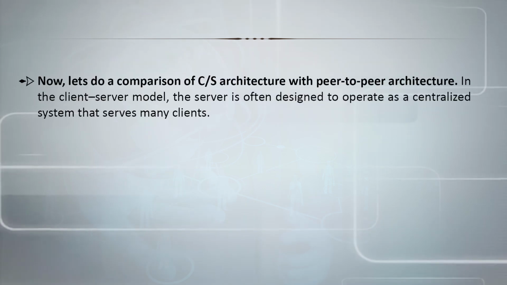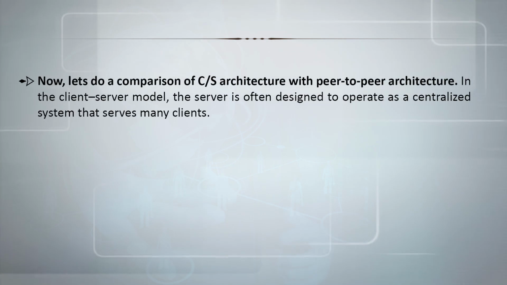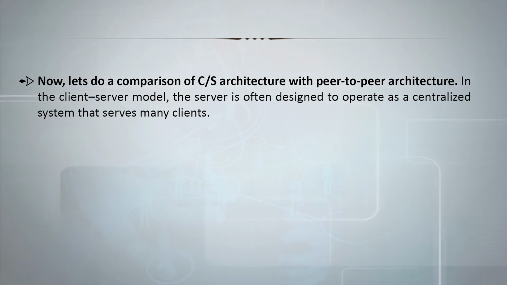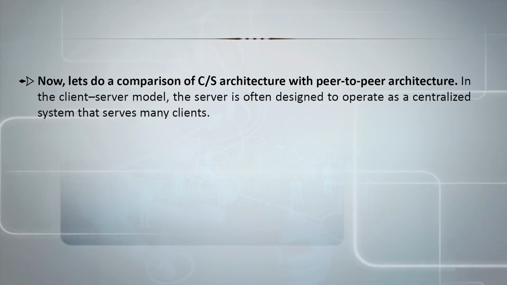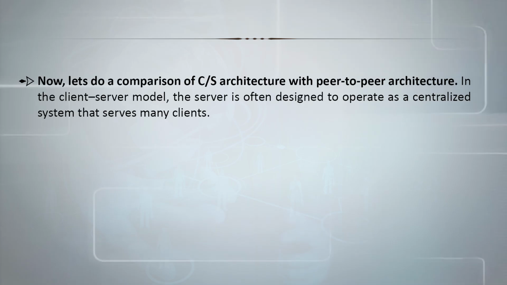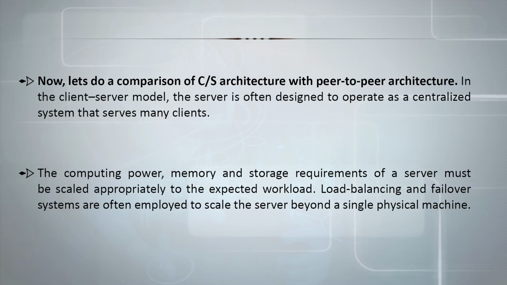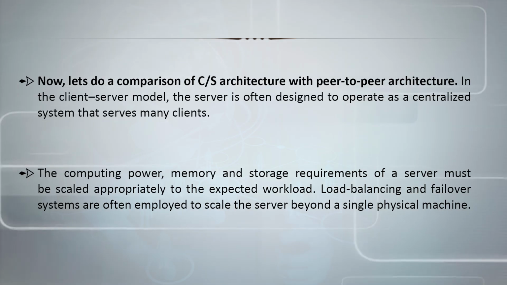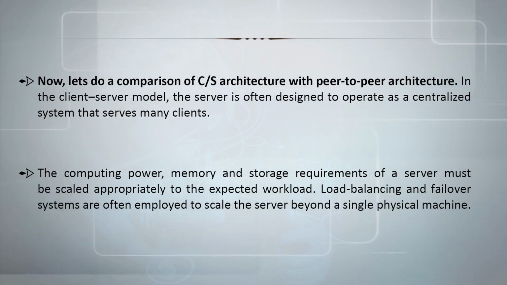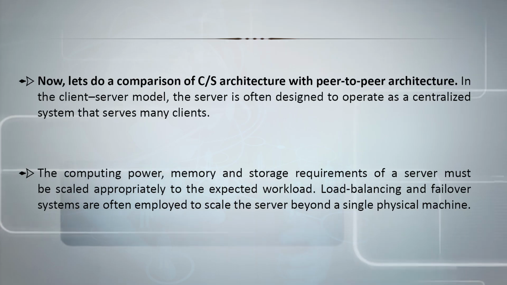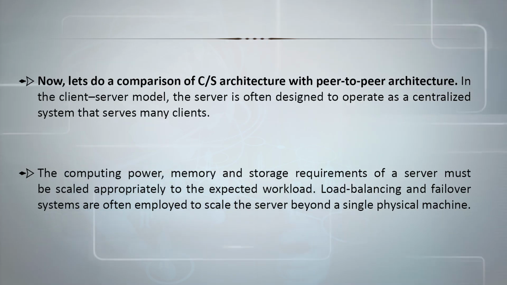So, let us do a comparison of client-server architecture with peer-to-peer architecture. In the client-server model, the server is often designed to operate as a centralized system that serves many clients. The computing power, memory and storage requirements of a server must be scaled appropriately to the expected workload. Load balancing and failover systems are often employed to scale the server beyond a single physical machine.